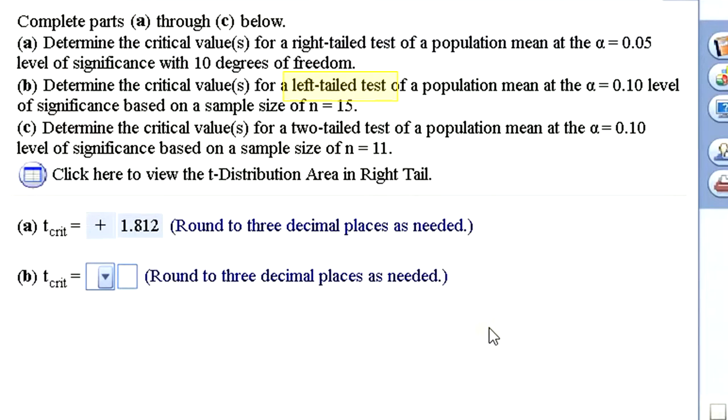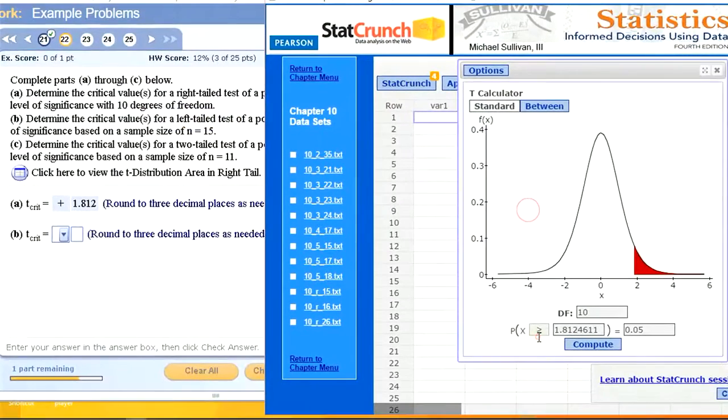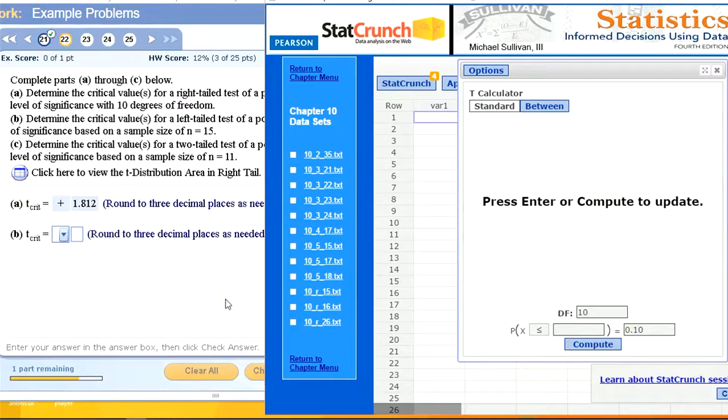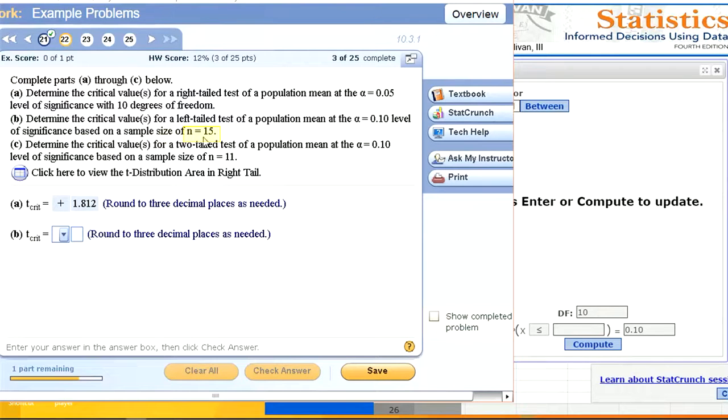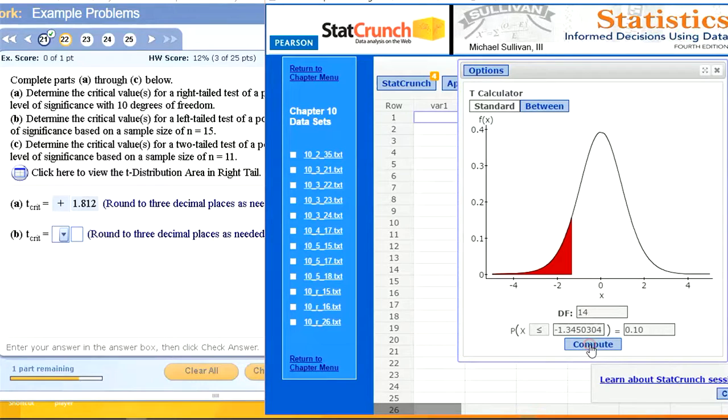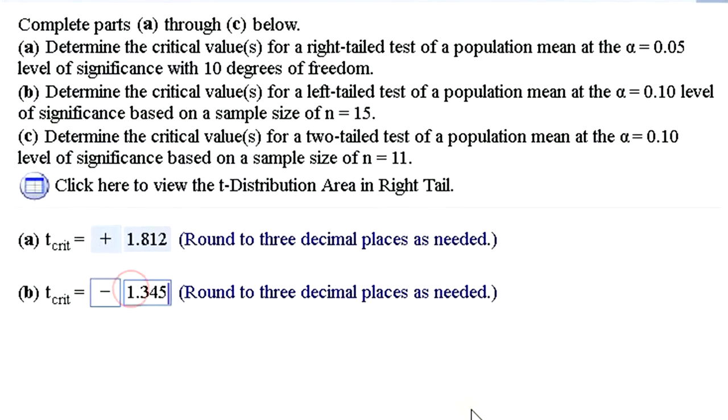Now, for part B, I want to do a left-tailed test, so let's change that first. Left-tailed test, less than or equal to, alpha level of 0.10, so let's correct that to 0.10. and I'm told I have a sample size of 15. That is not my degrees of freedom, that's the sample size. For these one sample population mean tests, the degrees of freedom is 1 less than the sample size. 15 minus 1, 14. That's what I want. Set my alpha, set everything, and I got it. So I'm going to take, again, 3 decimal places, but I'm going to put the negative sign in the first pull down. Negative 1.345.